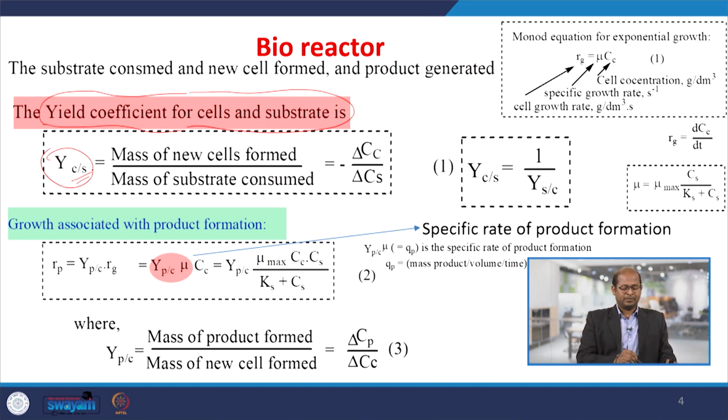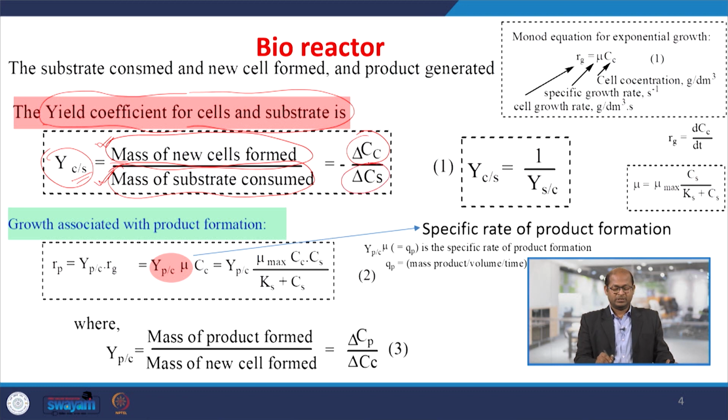YCS, C is the mass of new cells formed per mass of substrate that is consumed during the reaction. Whenever we conduct a bioreaction, we supply the substrate, and as a result we get new cells formed. At the end of the reaction, we measure the quantity of new cells formed and the mass of substrate that we have used for the system. So, we can write it this way.